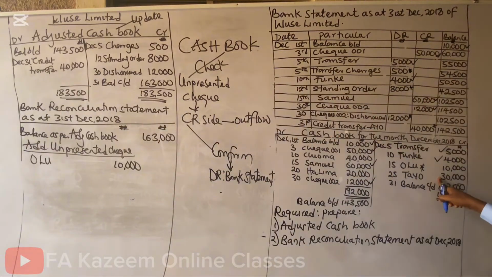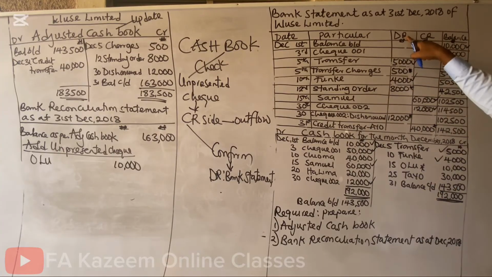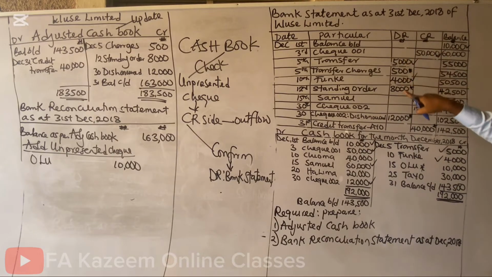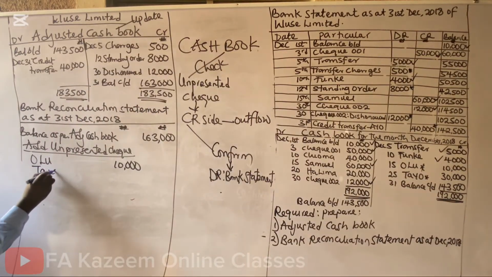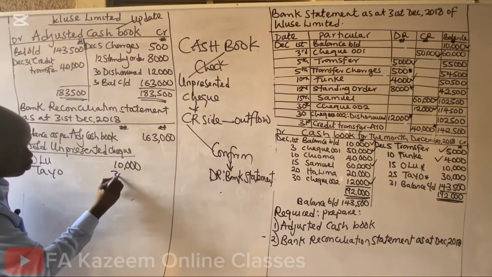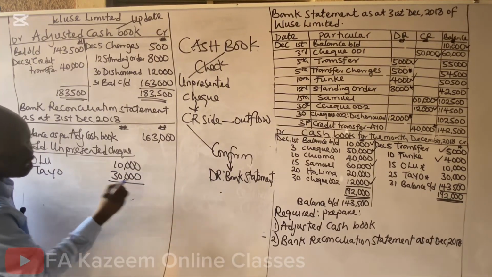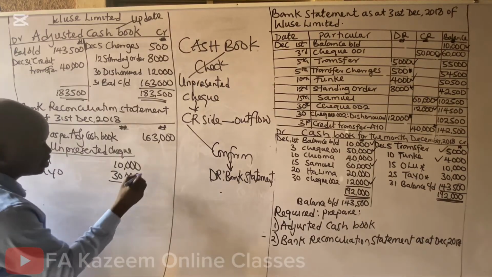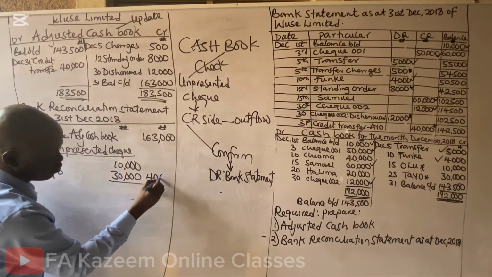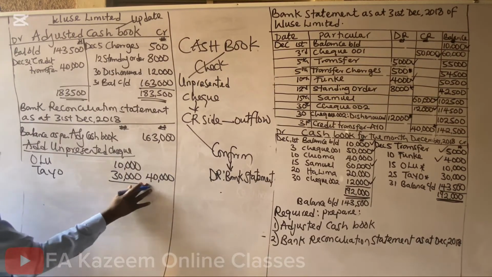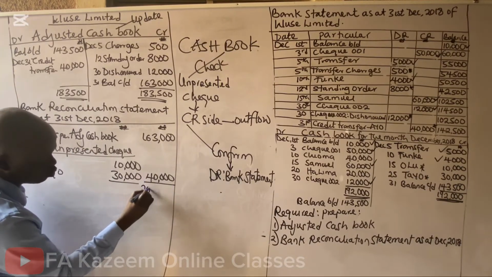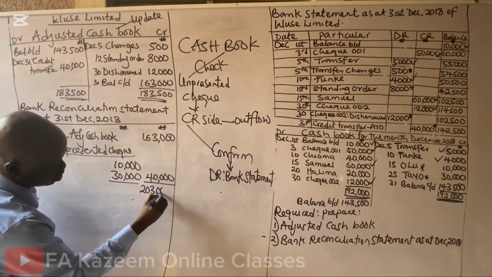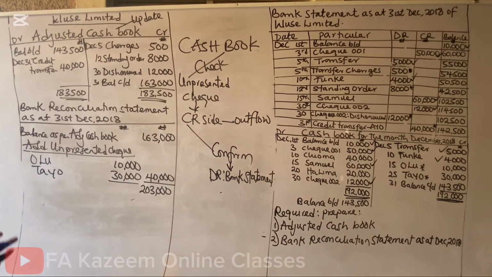Tayo, 30,000. Let's confirm. We don't have Tayo here, meaning this is another unpresented check. Tayo. How much is Tayo? 30,000. That's all, because after Tayo, there's nothing there. Giving us a sum of 40,000. What do we do? We add. By adding it, we're going to have 203,000.